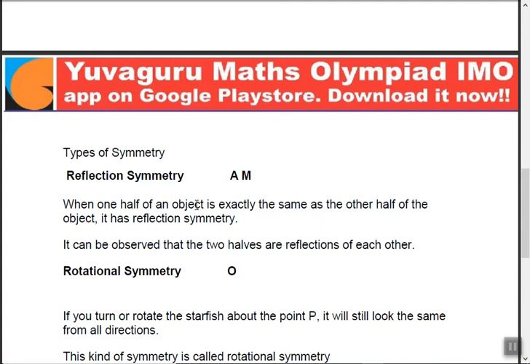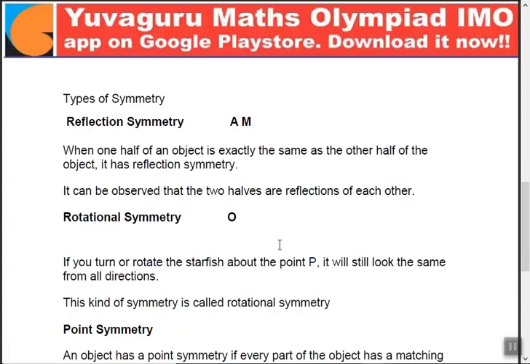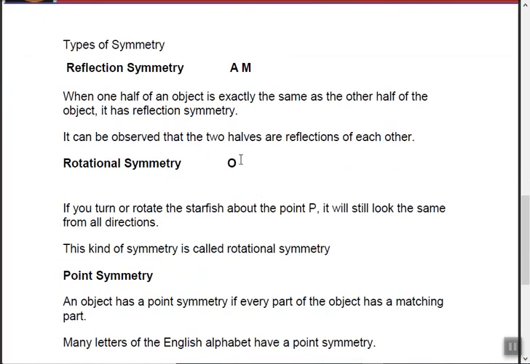When one half of an object is exactly the same as the other half of the object, it is called reflection symmetry, right? It can be observed that the two halves are reflections of each other. It means if I put a mirror in between, it looks exactly the same, right? Then rotational symmetry. Rotational is also called radial. Rotational means what? Like in O.